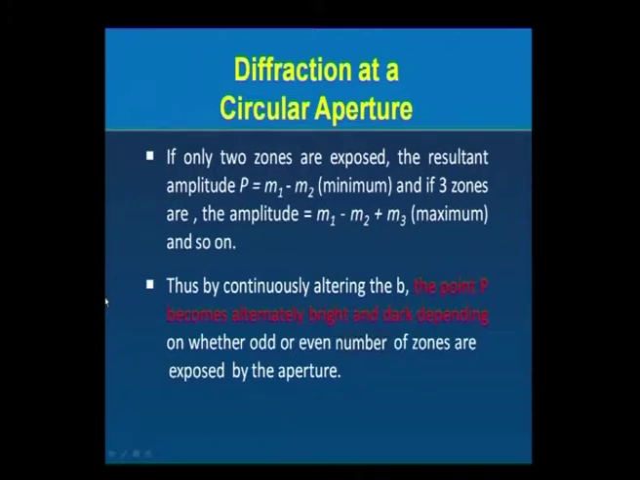m1 will be positive, it will displace the ether particle which is assumed to be present in the whole of the universe according to those who propose the wave theory of light. The ether particle will be displaced upward by the light coming from the first zone, whereas the light coming from the second zone will try to pull it down. Therefore, the resultant will be m1 minus m2.